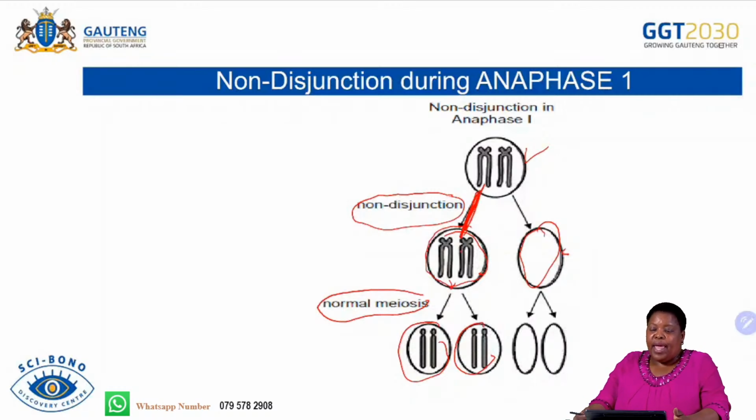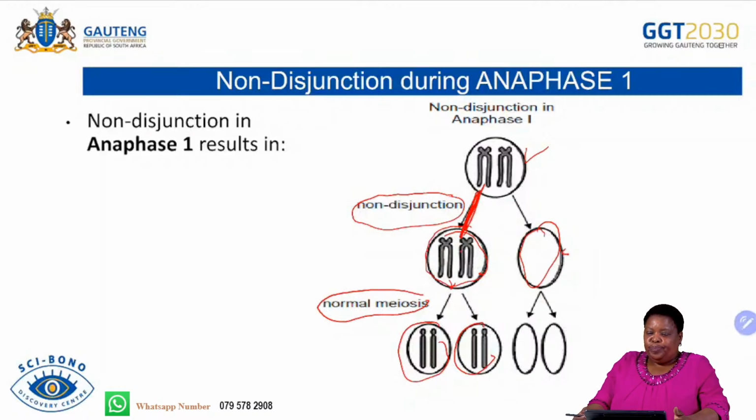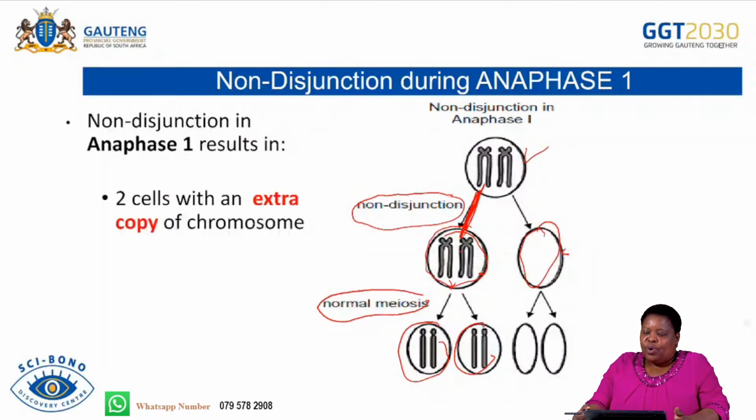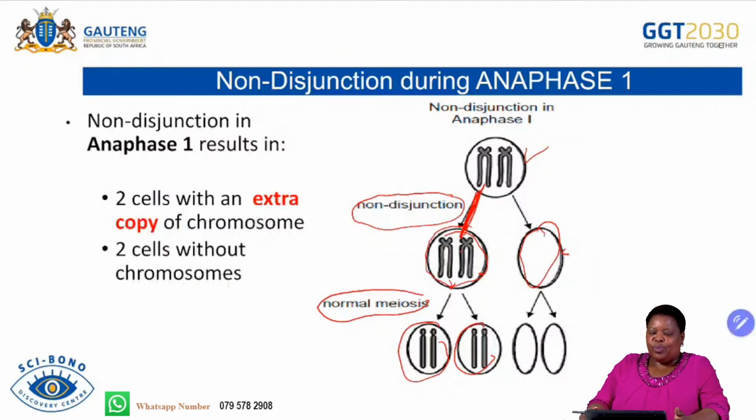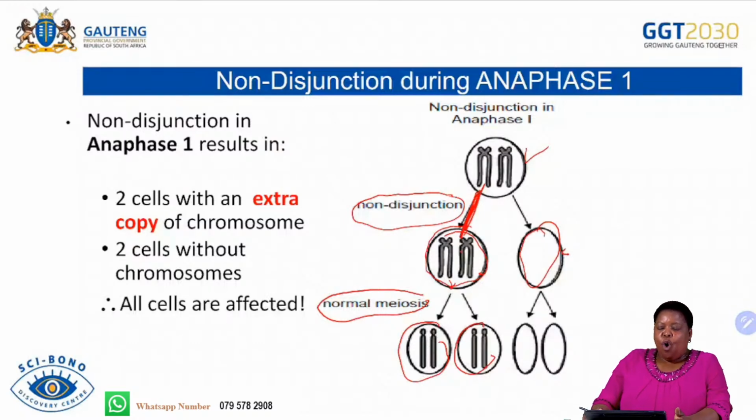Now we're going to compare non-disjunction in anaphase 1 and anaphase 2. Non-disjunction during anaphase 1, we have looked at that. In anaphase 1, 2 cells will have an extra copy of the chromosome, and 2 cells will be without chromosomes. Therefore, all cells are affected.